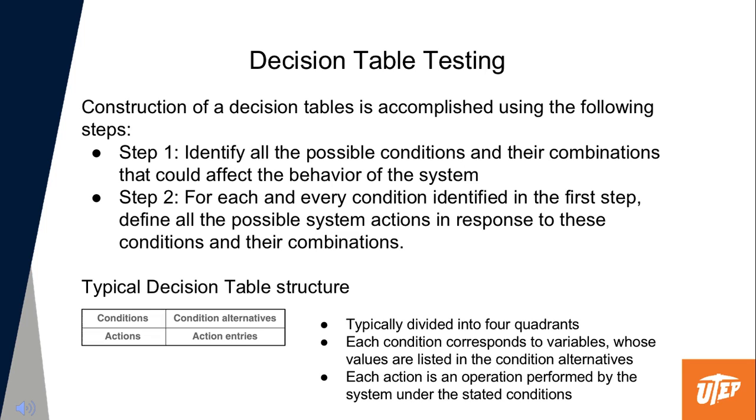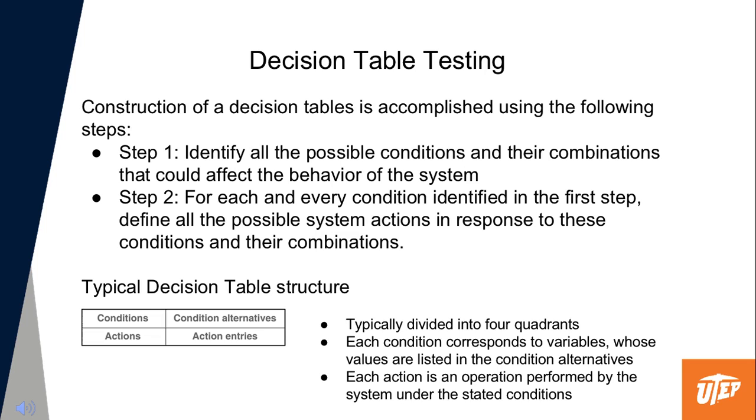Construction of a decision table is accomplished using the following steps. Step 1. Identify all the possible conditions and/or combinations that could affect the behavior of the system. Step 2. For each and every condition identified in the first step, define all the possible system actions in response to these conditions and their combinations. A typical decision table structure is divided into 4 quadrants.